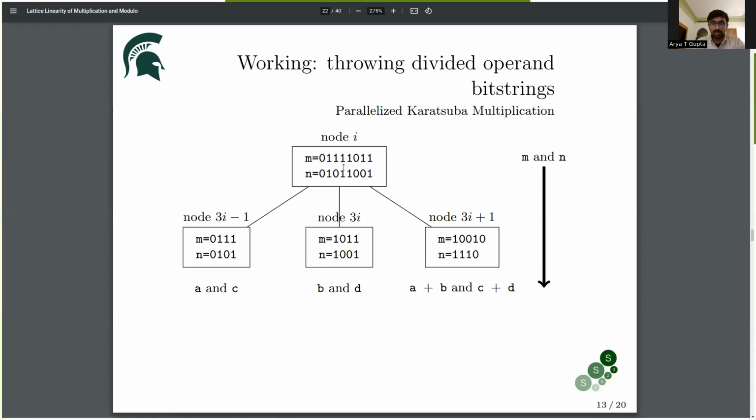Here we see an example. Node I contains the values of m and n, and node I passes the values of respective a and c, b and d, and a plus b and c plus d to these 3 nodes as m and n.